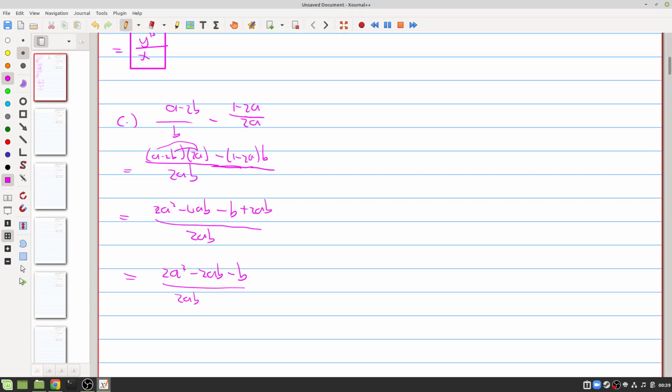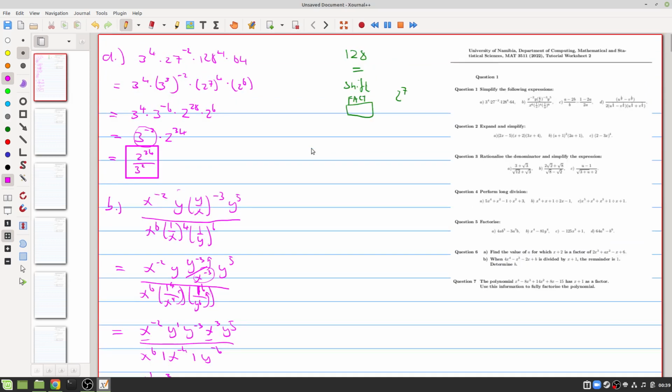So is there a factor? Can we do any factorizing at the top? There's no common factor, there's no factorizing we can do at the top, so that's our final answer. Simplest form. Alright, so that was question C. Let's move up and do question D at the top.